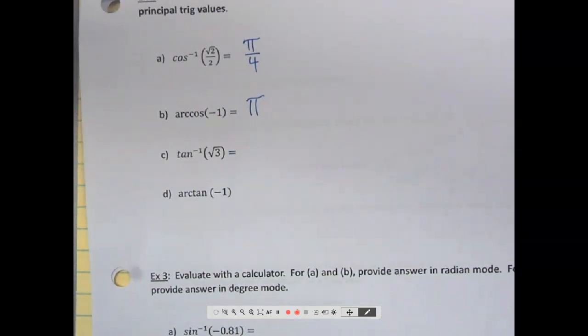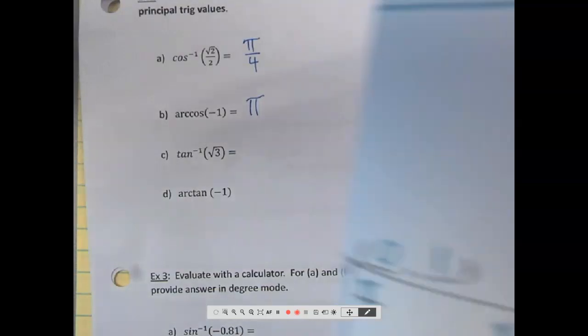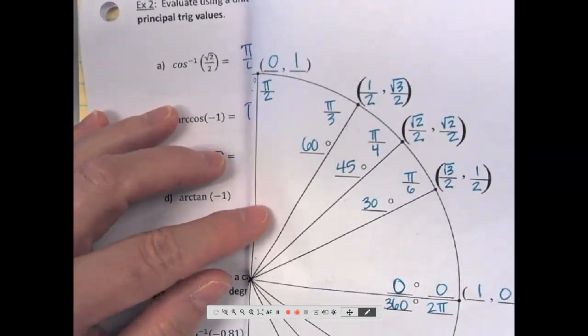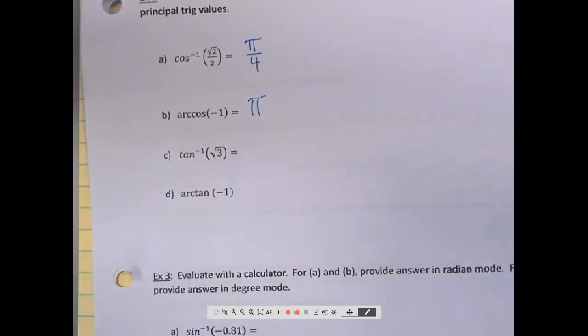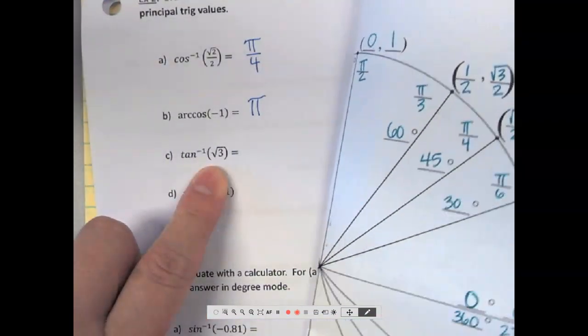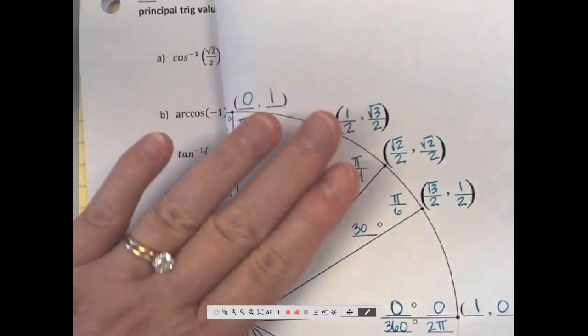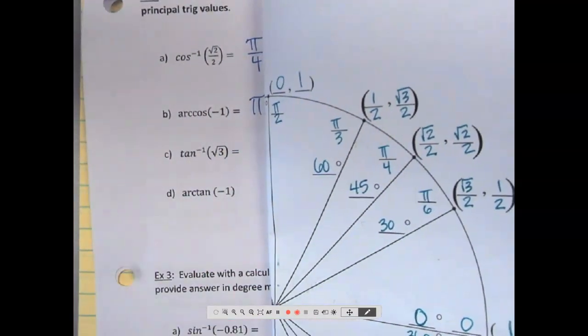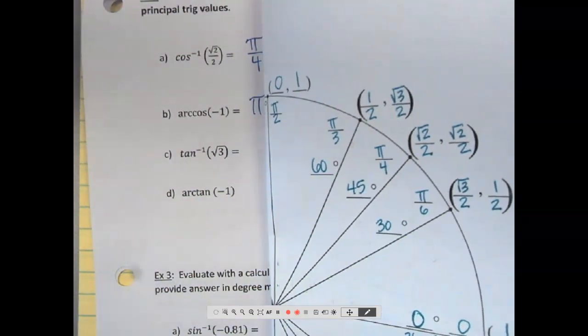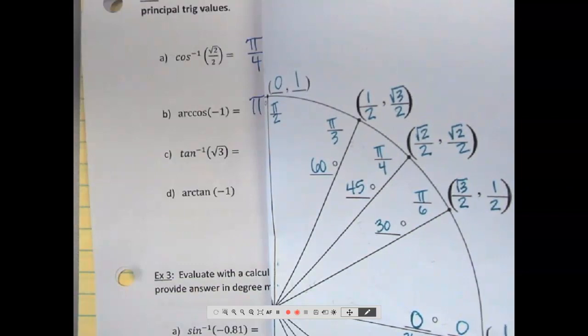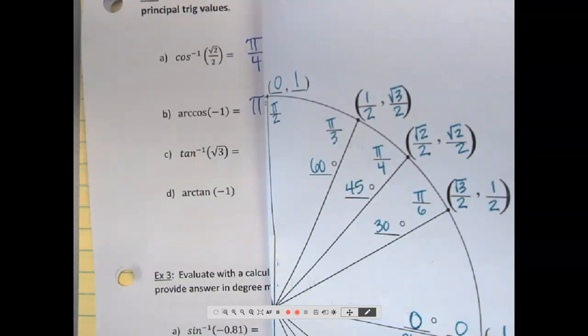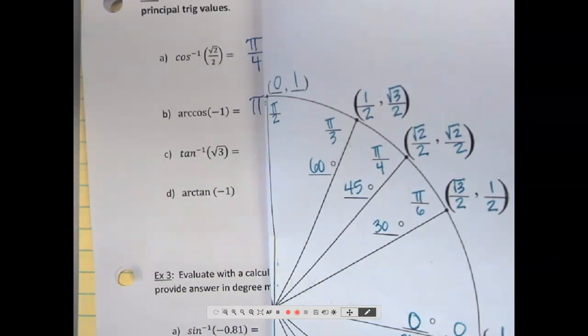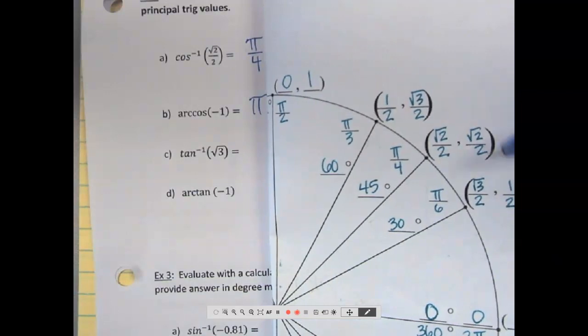Okay, the next one, tangent inverse of square root of 3. There's an angle whose tangent is square root of 3. Tangent is like sine, and we're using quadrants 1 and 4. If this is a positive, which quadrant will it be in? 1. Everything's positive up here. So this one's a little tricky. It'll be 30 or which other one? Could be 60. It's not 45, is it? Because tangent of 45 is going to be 1.